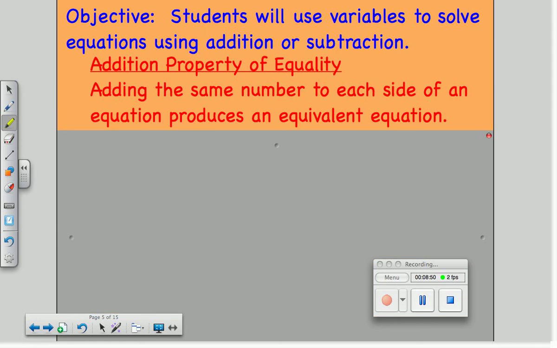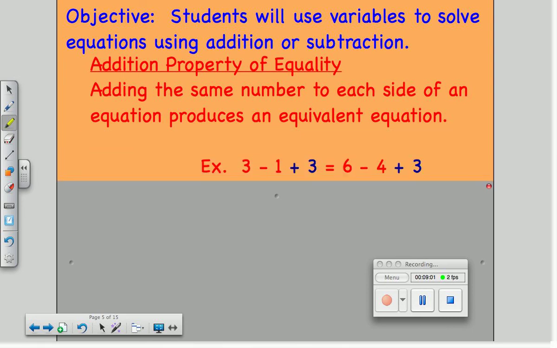Addition property of equality. You don't have to write this down, just listen. Adding the same number to each side of an equation produces an equivalent equation. So same as addition. My original equation here is 3 minus 1 equals 6 minus 4. Well, 3 minus 1 is 2, and 6 minus 4 is also 2. So if I add 3 to the left, and I add 3 to the right, I'm going to get the same answer. 3 minus 1 is 2, plus 3 is 5. On the other side, 6 minus 4 is 2, plus 3 is also 5. So I still kept that equation equal by adding 3 to both sides.